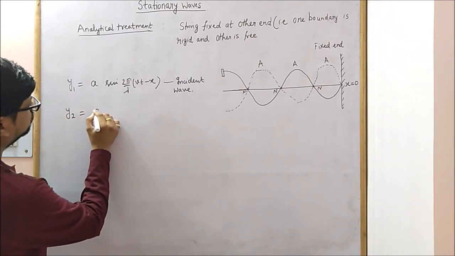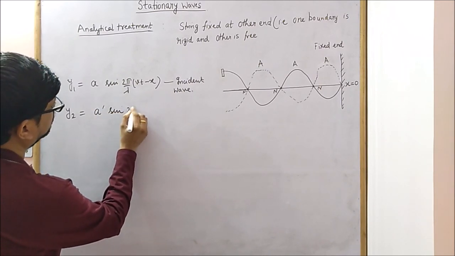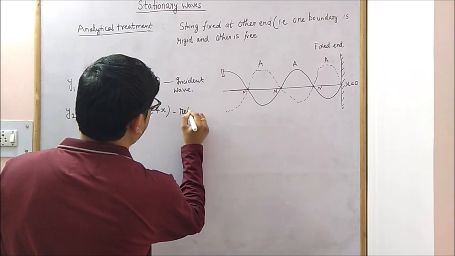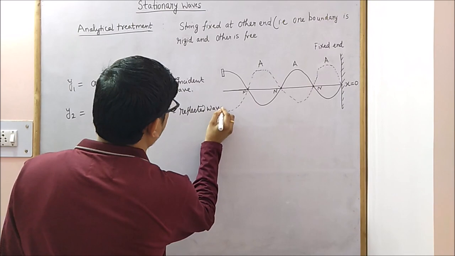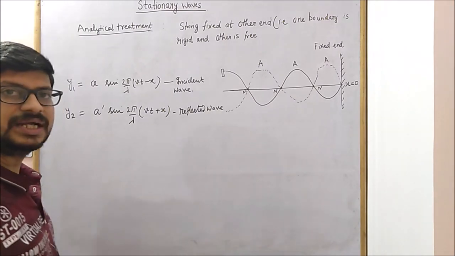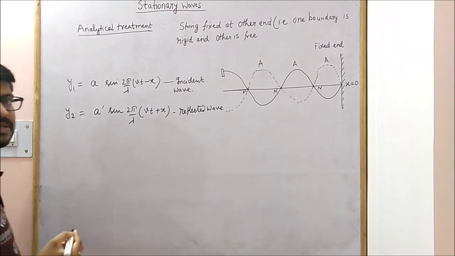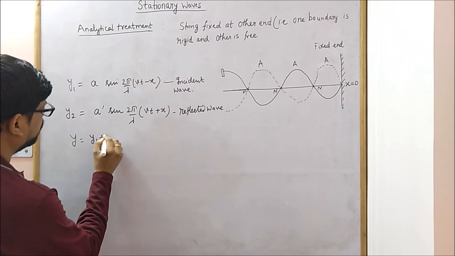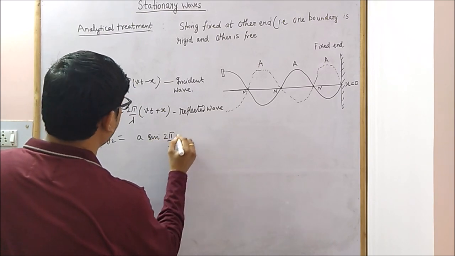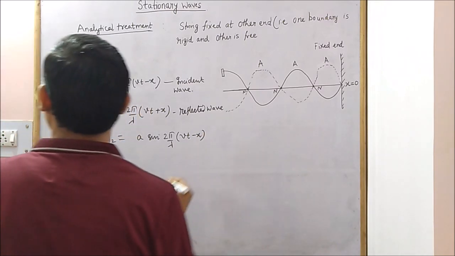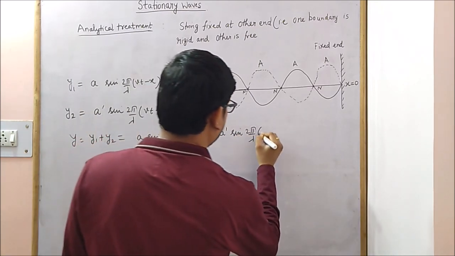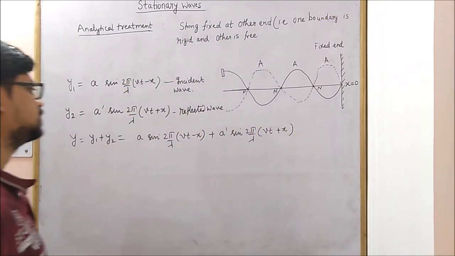of displacement y2 is equal to a dash sine 2 pi by lambda (vt plus x). This is the reflected wave. Now these two superpose to give the resultant wave. Then the resultant displacement y is equal to y1 plus y2, and this is equal to a sine 2 pi by lambda (vt minus x) plus a dash sine 2 pi by lambda (vt plus x).